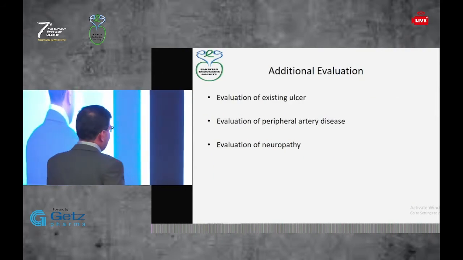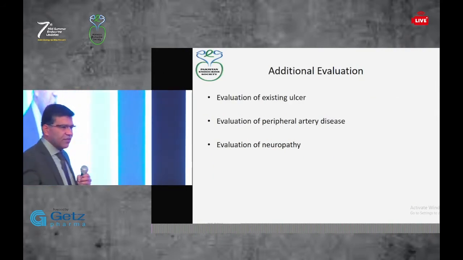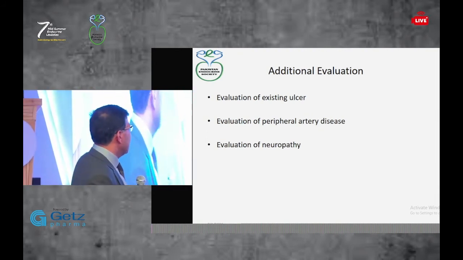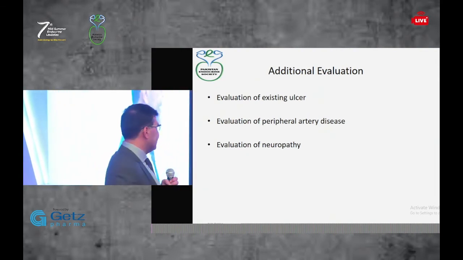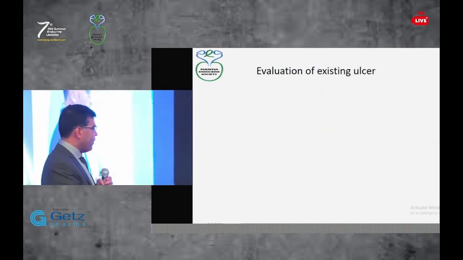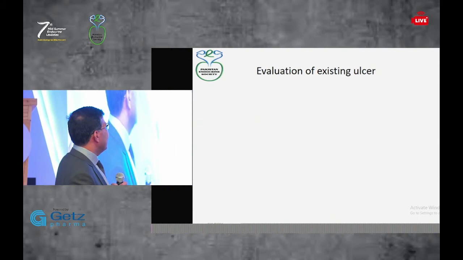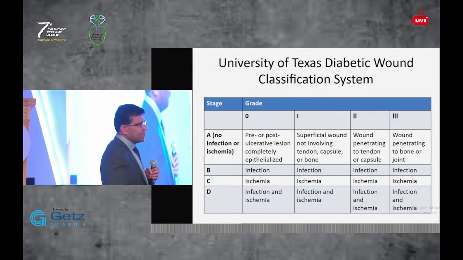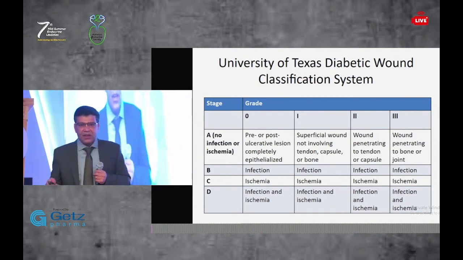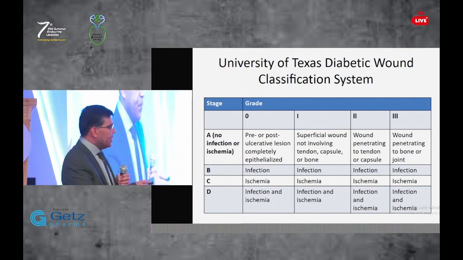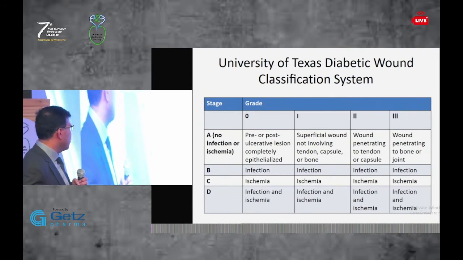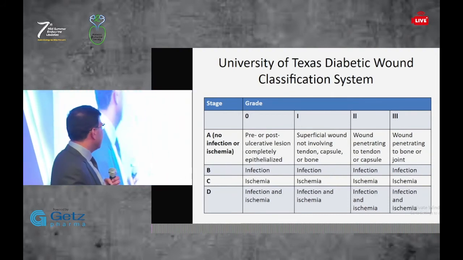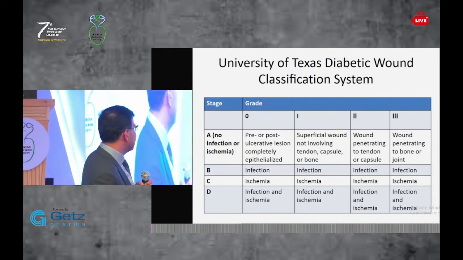The additional evaluation includes the evaluation of the foot ulcer which is present, how to evaluate that ulcer, evaluation of peripheral arterial disease, and evaluation of neuropathy. So for evaluation of existing foot ulcers, you must grade them and look at which grade it is. Like grade 0 has pre or post operative lesions which are completely epithelialized. It can be staged, which we will discuss later.